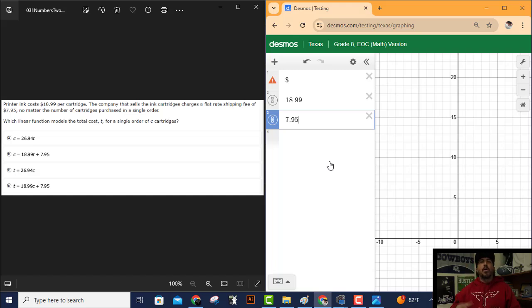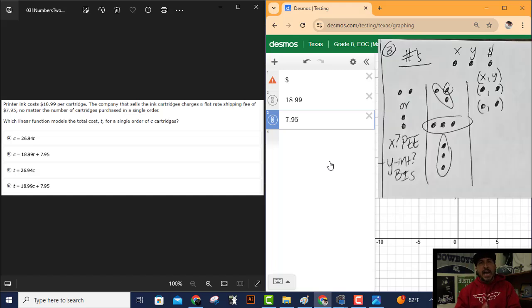I only have 2 numbers. Well, what do you do when you only have 2 numbers? Figure out who has the X. To figure out who has the X, you look at that word PEE. It stands for per, each, every. Those are the clues to tell you who the X is. This guy says 18.99 per cartridge. That means that an X will go here. He is the guy that's going to have the letter.